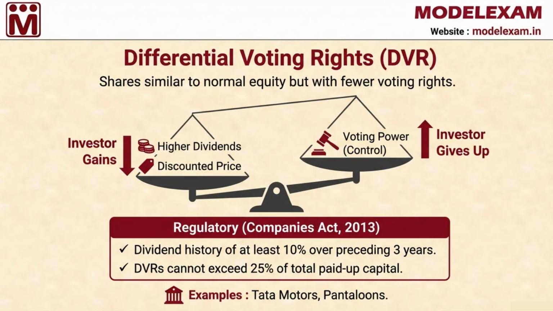Finally, we will look at differential voting rights or DVRs. These are shares similar to normal equity, but they come with fewer voting rights. In this arrangement, the investor gives up voting power or control. In exchange, the investor usually gains higher dividends and can buy the shares at a discounted price. According to the Companies Act 2013, a company must have a dividend history of at least 10% over the preceding 3 years to issue these. Well-known examples in India include companies like Tata Motors and Pantaloons.